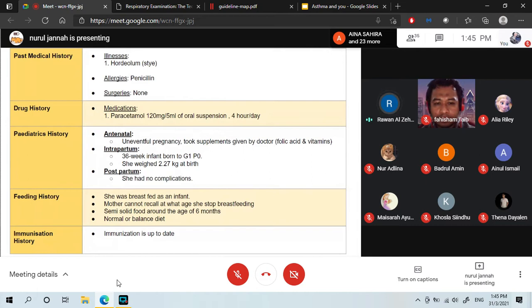Semi-solid food was given around 6 months. Normal and balanced diet. For immunization, it is up to date, and she is following in good health. Next slide.